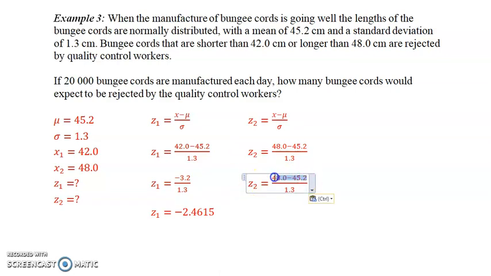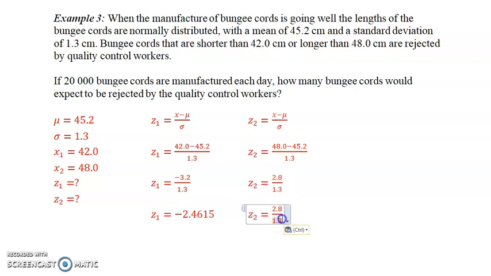And then we're going to subtract so that we get 2.8, and 2.8 divided by 1.3. You want to take 4 places after the decimal, because when you're looking for these percentages, you want to get as close as you can on the Z table, and the Z table has percentages to 4 places after the decimal. So that was 2.15384.